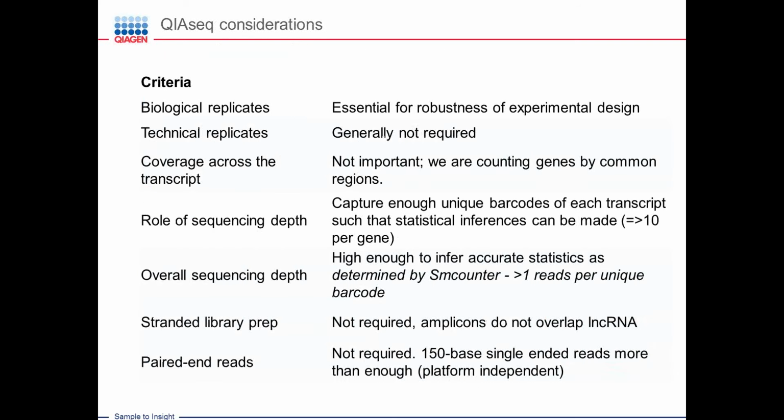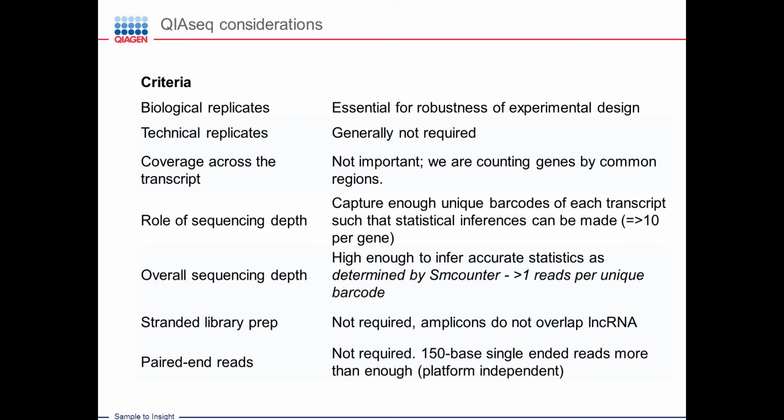So some of the considerations that go into this: we do recommend, for experiments in which you're biologically manipulating samples, that you should do replicates. There's a lot of variability in biology, variability in life. So for robustness, as in anything else, we recommend biological replicates. Technical replicates are generally not required. You are sampling thousands, millions of molecules. Once you get the hang of this, you see very little noise between technical replicates.